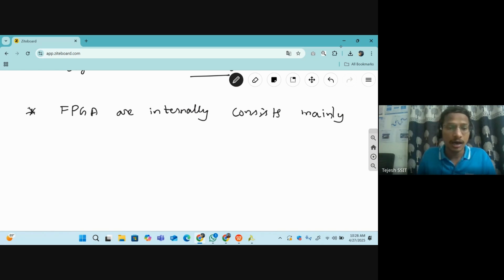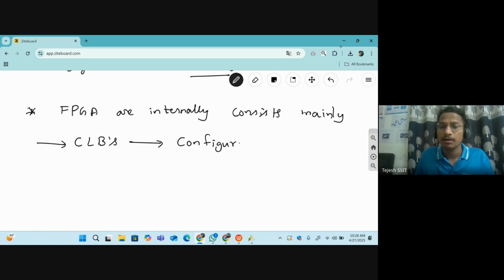The first internal block is the CLB. CLB means configurable logic block.